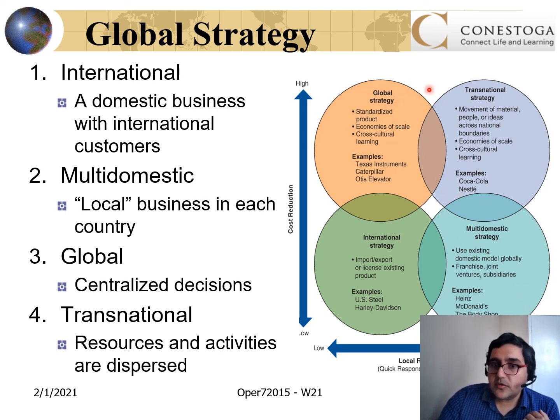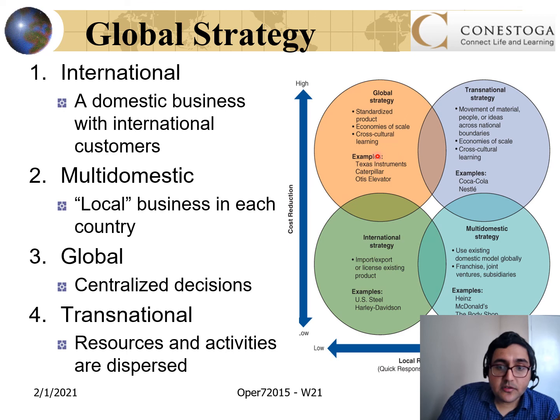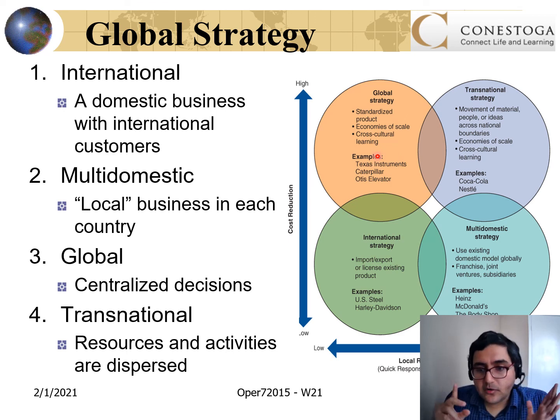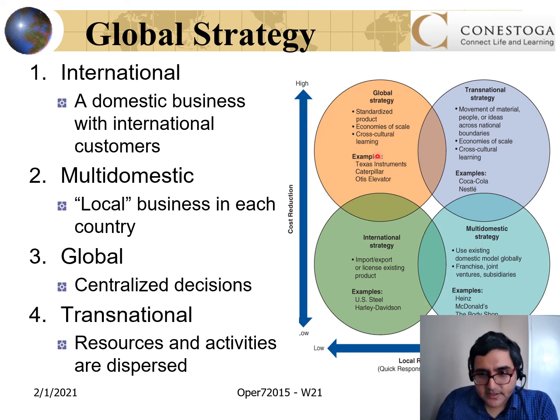The third example is what's called a global strategy. In a global strategy, you're not changing any products. You're not locally responding to anything. You're selling the same product which you sell in Canada, but you have gone to that country because the cost is lower. You have gone to globalization because the cost is lower in that particular country. Now, the last bit is called a transnational strategy. In transnational strategies, you want to reduce the price and you want to adapt to the particular needs of the market. That's called a transnational strategy.